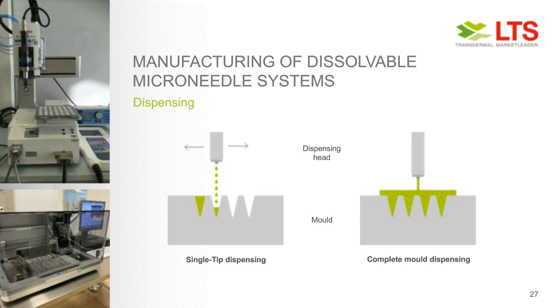The process as shown here is just a graphical representation. Of course, it's not just moving over each cavity, dispensing, and moving again. This would take too much time for big manufacturing, so you can handle this with a lot of technology tricks. And on the left side, again, pictures from our clean room areas where we have single tip and complete mold dispensing equipment. Just two examples of our dispensing units.